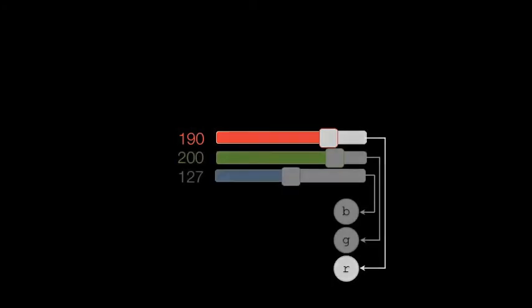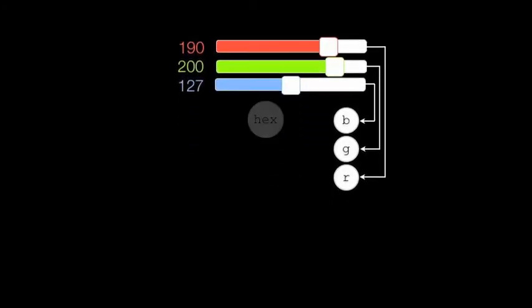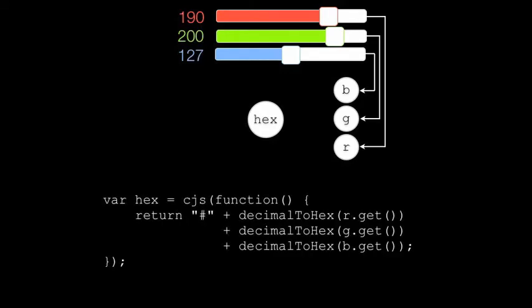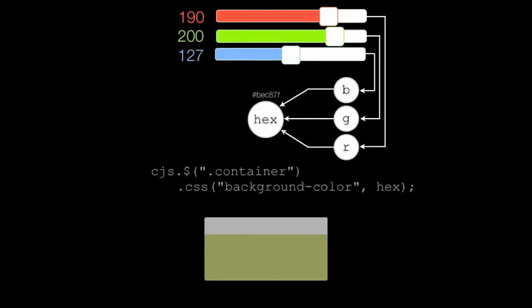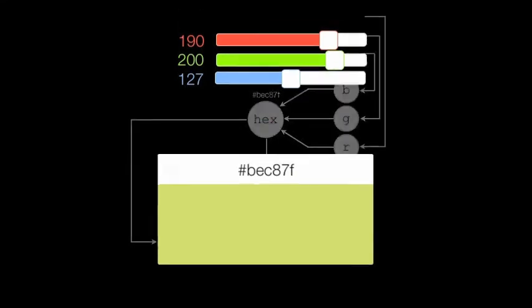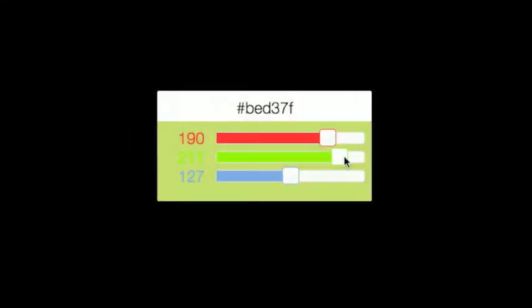And we can do the same thing for the other color sliders as well. Let's create a fourth constraint variable named hex, whose value is constrained to the combination of r, g, and b. ConstraintJS figures out then when r, g, or b changes, hex will also change. We constrain the background color of the window to the value of hex, and also the text of the title bar. And like that, we have a live color selection widget.